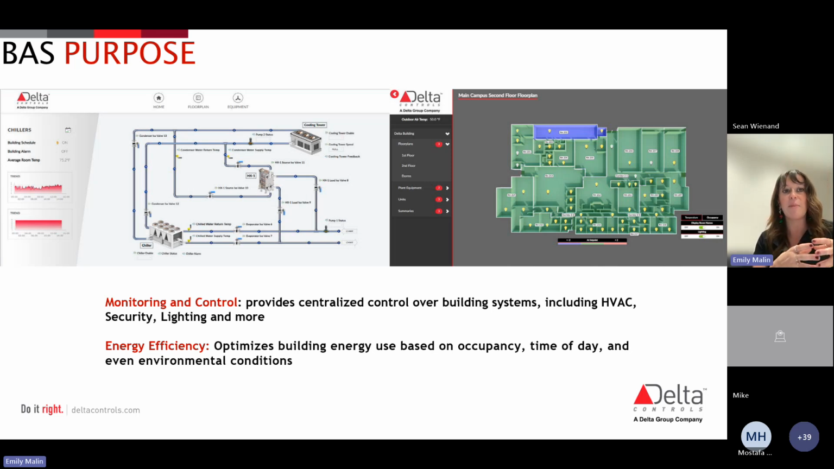So the purpose behind a building control system in general is, like we said, going to be that monitor and control. It's going to provide centralized control over our building systems, and that can include everything that we talked about, including HVAC, security, lighting. Really, any part of your building that is automated is going to be within that building automation system capability, as well as that energy efficiency. So being able to optimize our energy efficiency, maybe based on occupancy, based on the time of day, the environmental conditions of that building. All of these things are going to be able to be monitored as well as controlled within your building automation system.